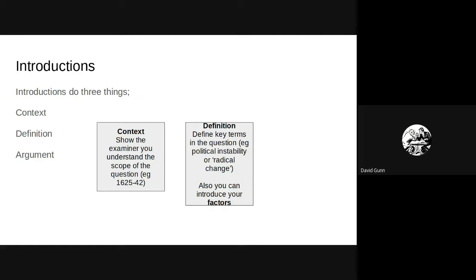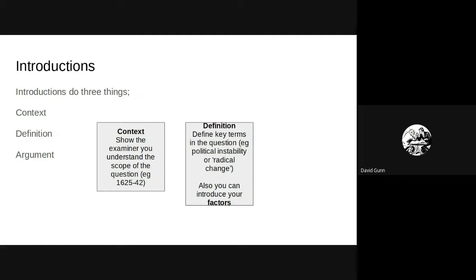So for example, if the essay is saying, how far was X the most significant cause of political instability, you would define political instability maybe as unpopularity of government or divisions between the monarch and parliament. And then you're weighing up the evidence on those things. So to what extent did money create those problems? To what extent did religion create unpopularity or divisions, for example? I've got an example that we'll go through in just a minute to make this clearer. Also in the definition section of the intro, you can introduce the factors that you're going to talk about, basically the headings for each paragraph.